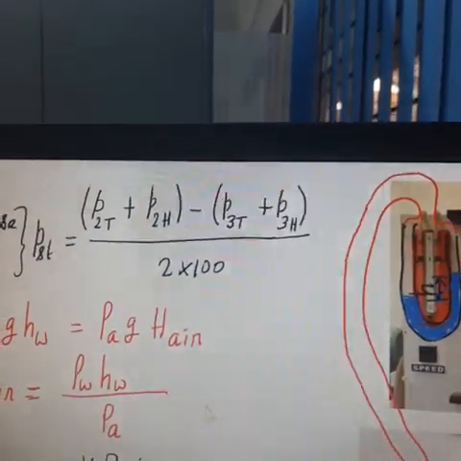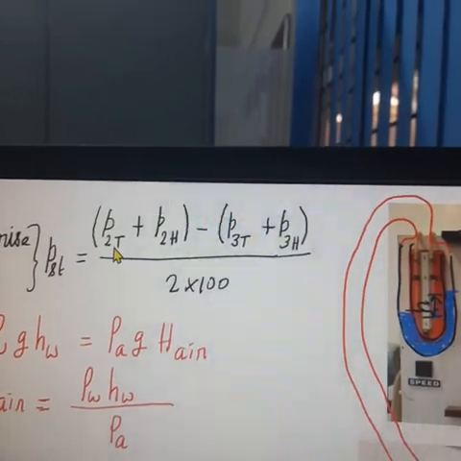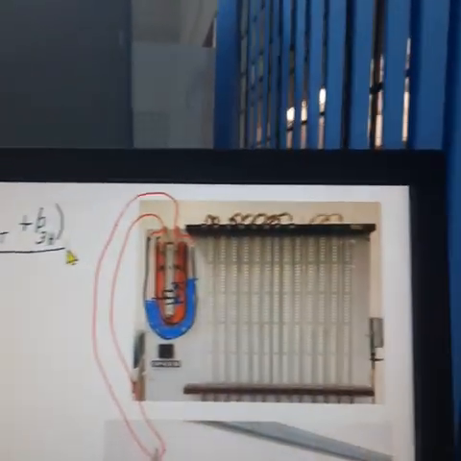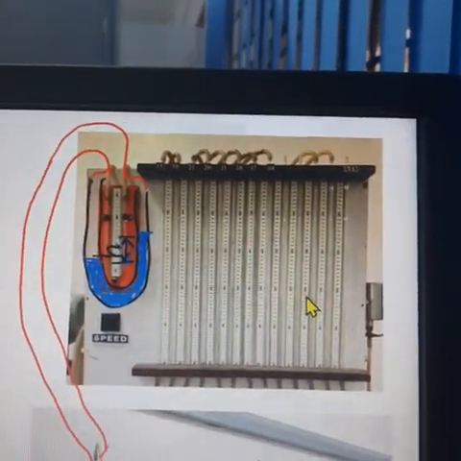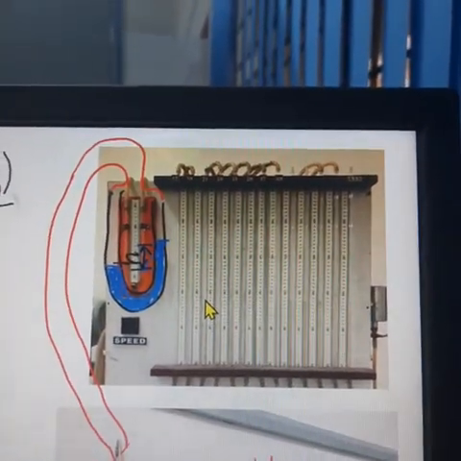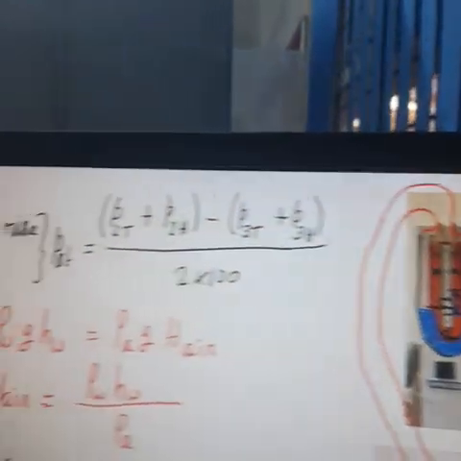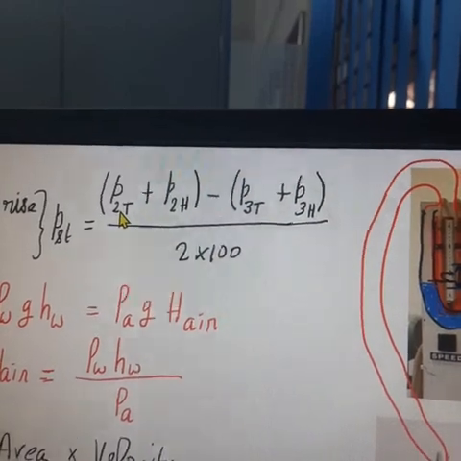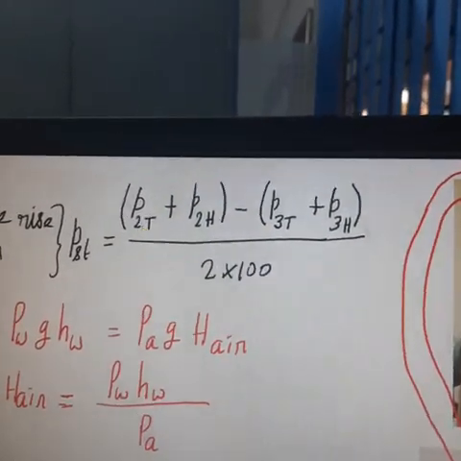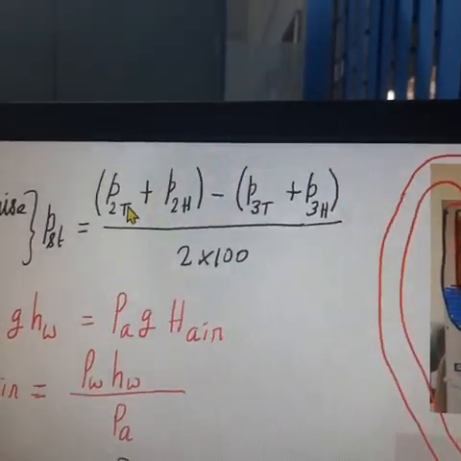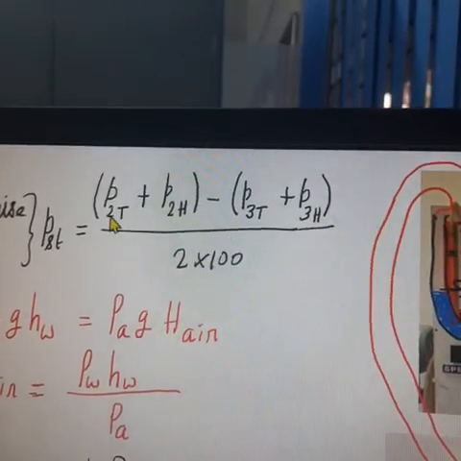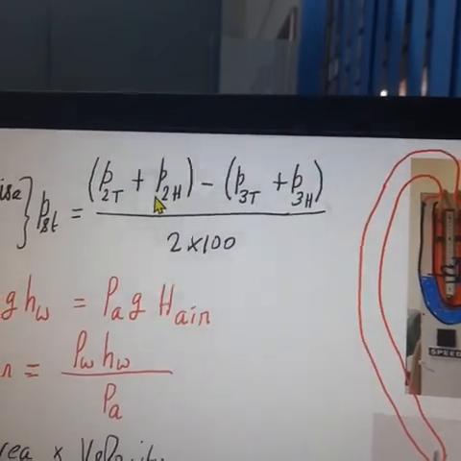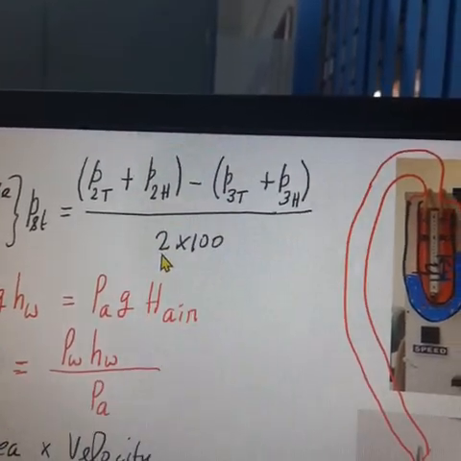Now we have to record the pressure at 2T, 2H, 3T, 3H using the manometer reading. The manometer contains water as the manometric fluid. So we have to record these 4 readings in terms of centimeter of water column. As I already told you, the average of the pressure prevailing at stage 2 we have to find out. So the average of 2T and 2H we have to find. That's the reason why we are dividing by 2.